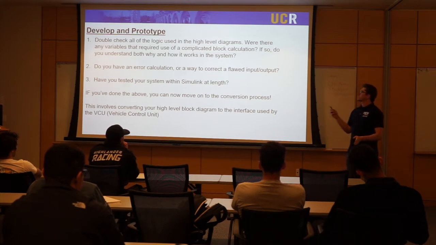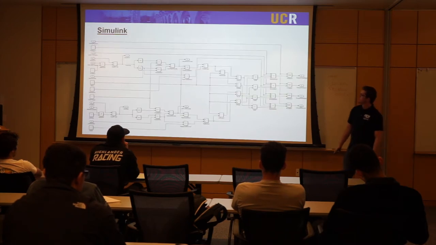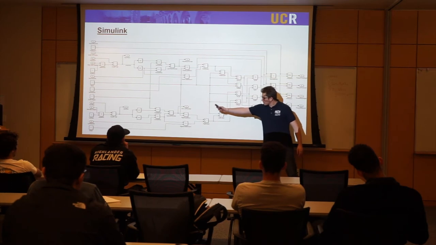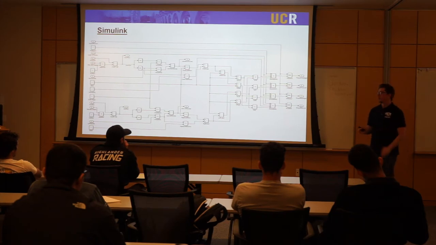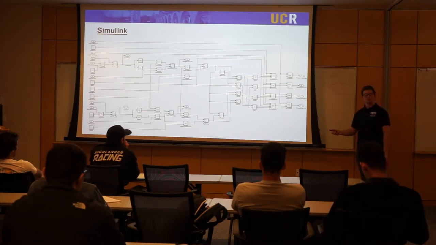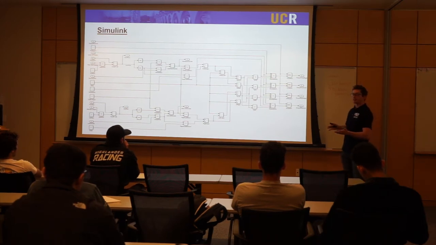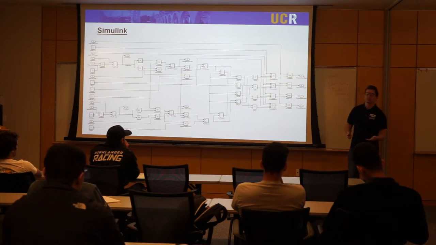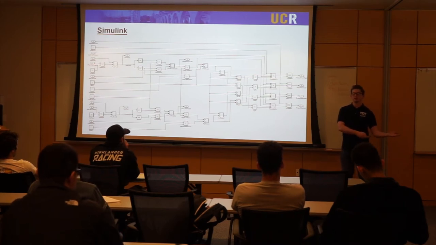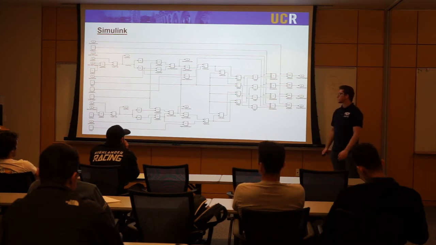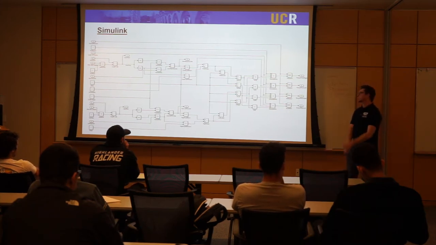Do you have an error calculation or a way to correct a flawed input or output? Like I had shown you earlier, your new left to center of mass would vary depending on how you're shifting or turning. So that's how you account for a flawed input, because your left to center of mass would now be incorrect at any given turn, right? So you're correcting it by doing some kind of error function, or you're taking the newest iteration of that value and starting the calculation over again. Just basic error calculation: you take the new value, you register it as the old, rerun the calculation.